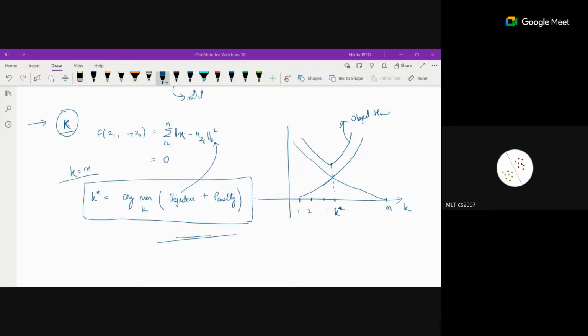All right. So this is what you have in the clustering. This is all you have for the clustering.